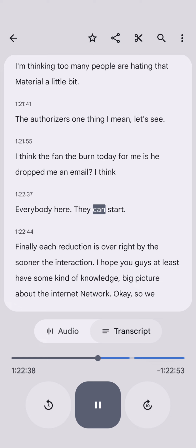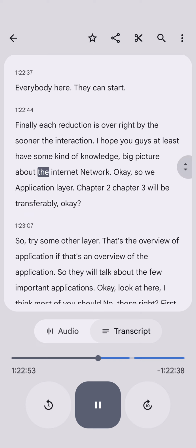Everybody here? We can start? So, finally, the introduction is over, right? Through the introduction, I hope you at least have some kind of big picture knowledge about the internet network, okay? So we will cover the application layer in chapter 2, and chapter 3 will be the transport layer, okay?